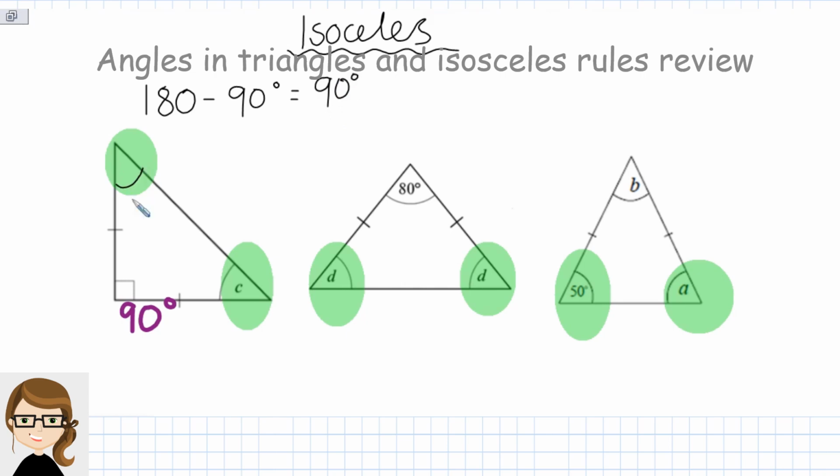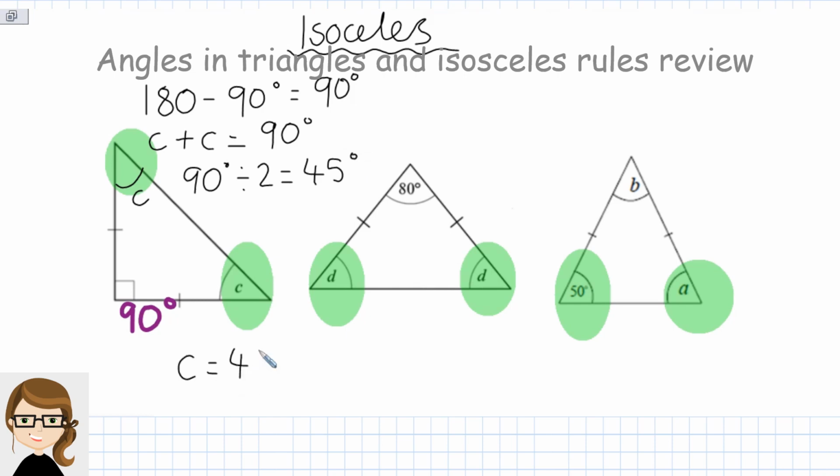But actually there's two angles here, so C and C, C add C equals 90. So we just need to do 90 divided by 2. Gives us 45 degrees. So angle C is 45 degrees. You can have a go at the middle one if you want to. I'm just going to move on to the right hand side because I don't have a lot of room. You can always pause at the end of this video to have a go at that one. So here I know that angle A is actually the same as 50 degrees.